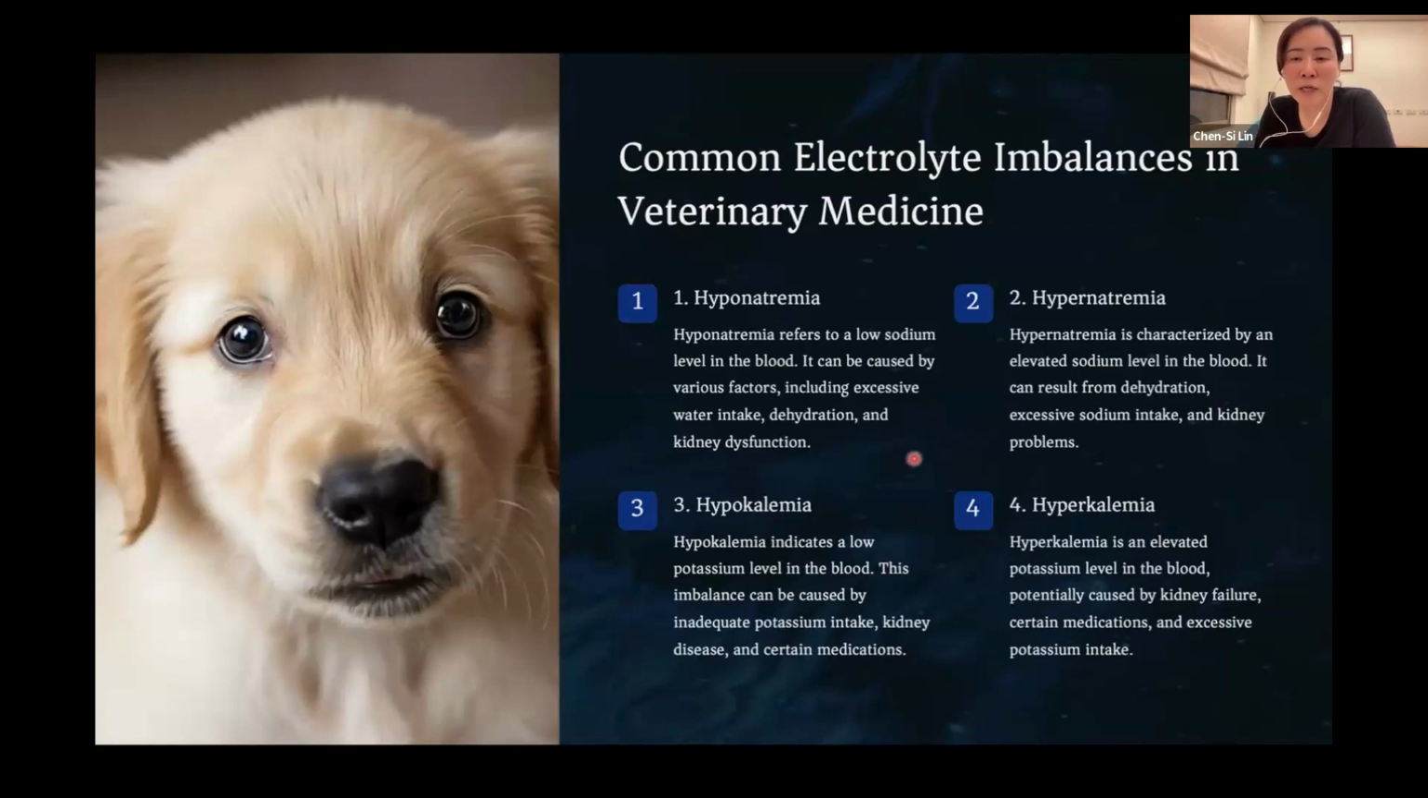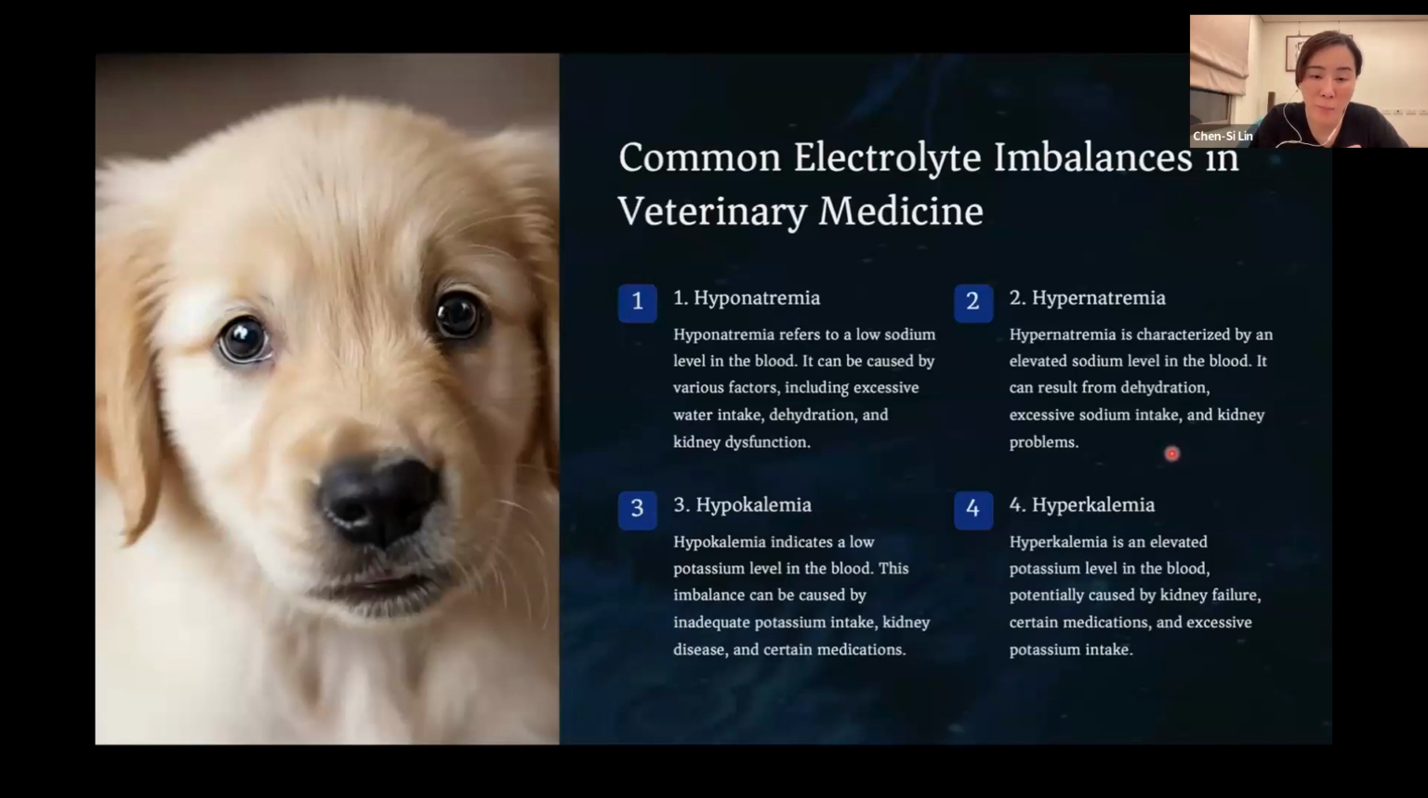So for electrolyte balance or imbalance, the kidney plays an important role in maintaining whether these electrolytes are within their normal range or not. So in this case, we can see either hyponatremia or hypernatremia, and they both can result from abnormal function of the kidney.